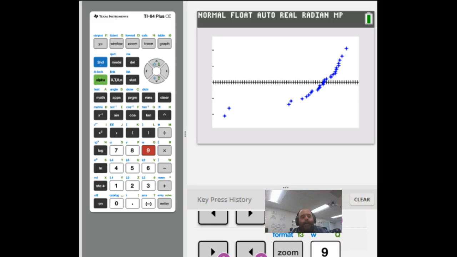All right, so there's an overview of density curves and normal distributions, and we'll do a bunch of work with these over the next couple of class periods.